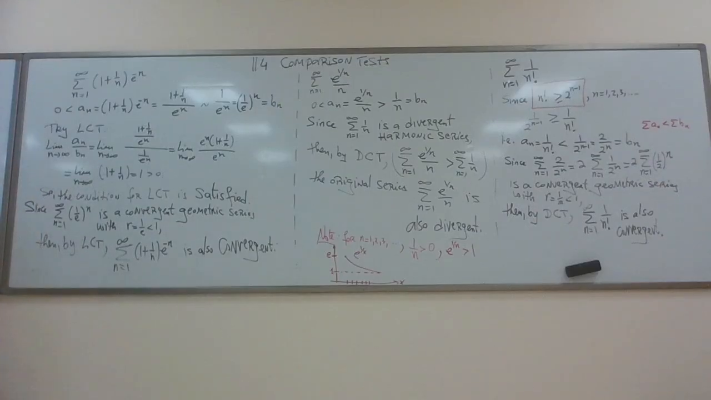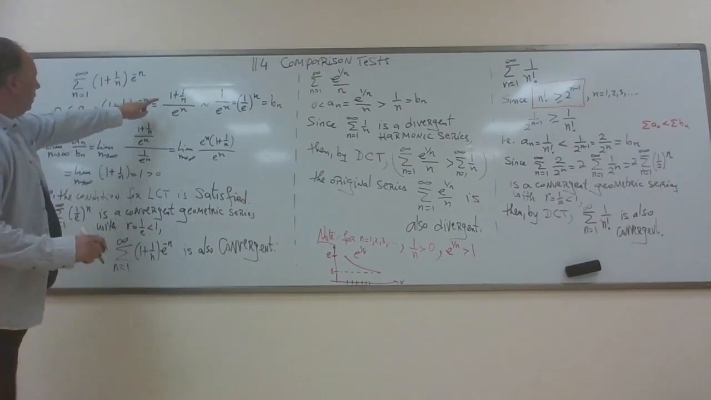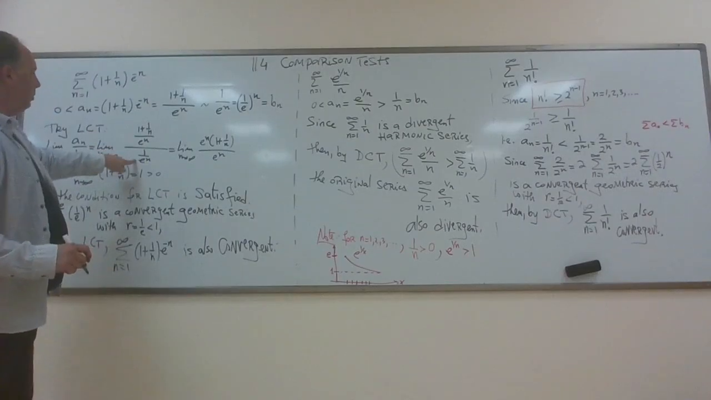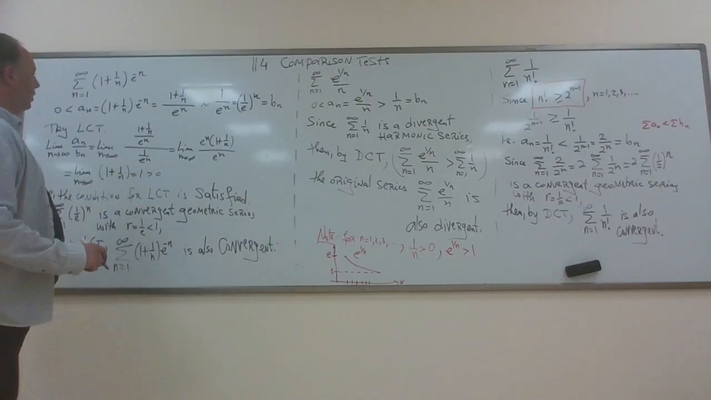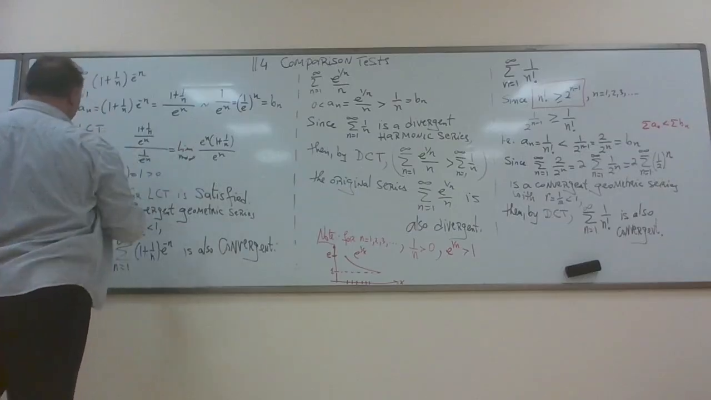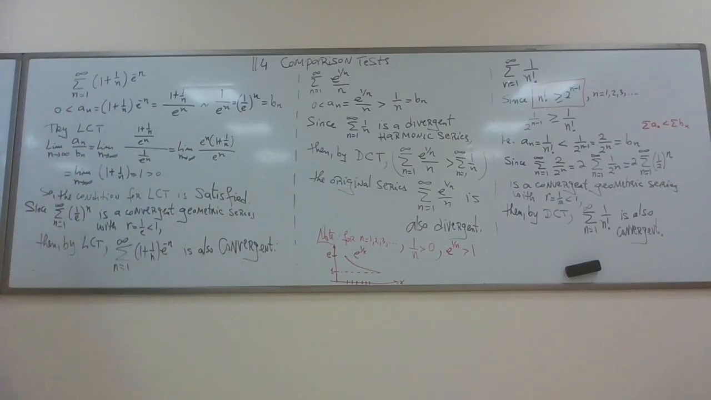Now, if we try the limit comparison test, we compute the limit of the ratio a_n over b_n. So we have a double fraction as usual. We will simplify these two. So now it's straightforward. The limit is 1. So the condition for the limit comparison test is satisfied.